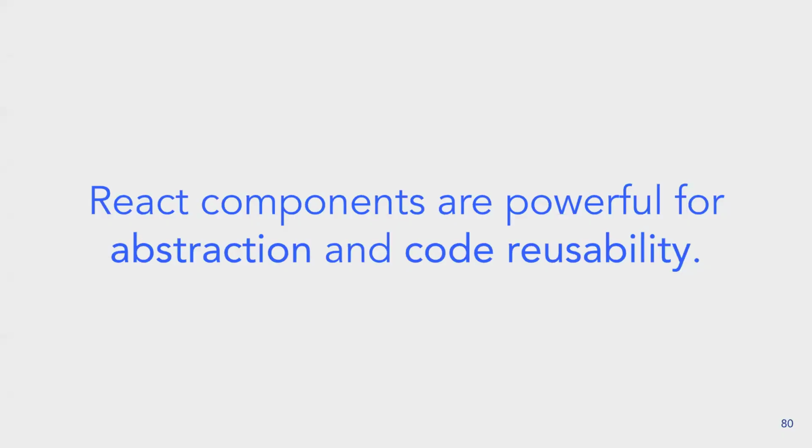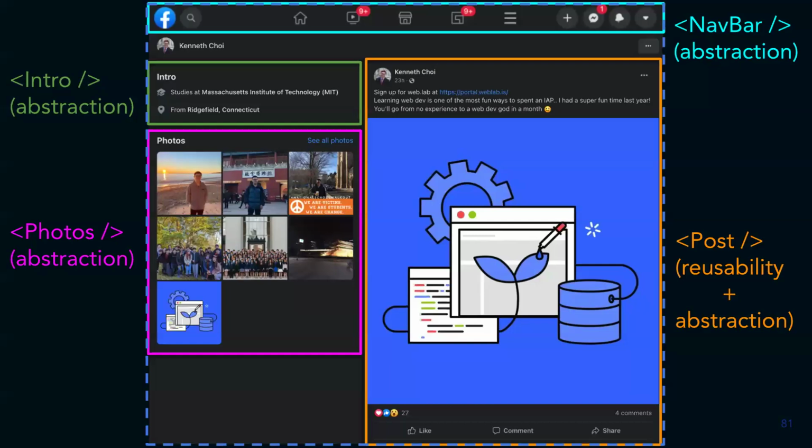Recall that React components are powerful for their abstraction and their code reusability. By using components, we can abstract away some code snippets and reuse the same code for multiple purposes. In this case, for navbar, intro, and photos, we might want to abstract away some of this code. And for post, we want to abstract away this code, but also we can reuse the same code for multiple posts, like we saw in the comment reply earlier.